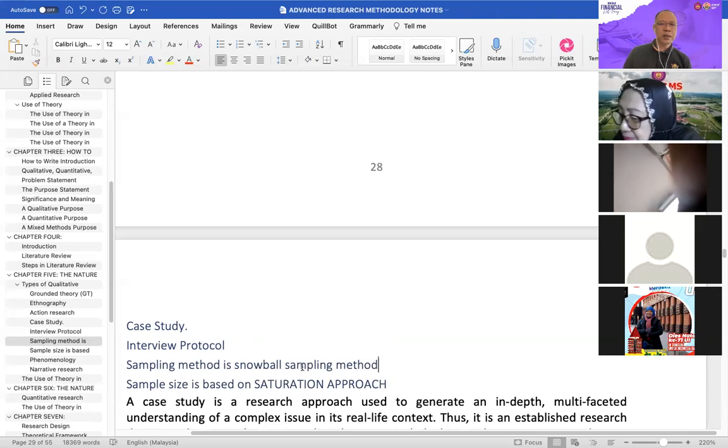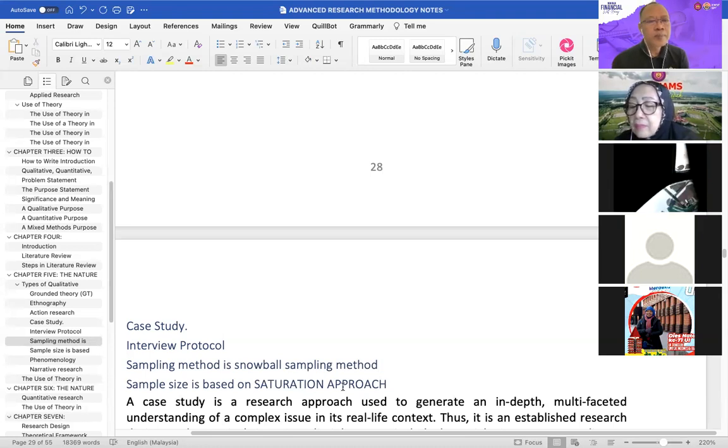If you know, then it's okay. So you try to do these three things. For your method, you want to use interview, right? So for interview, you need interview protocol. And sampling method, you can choose, for example, snowball sampling method. And for sample size, you can use a saturation approach. All right. Okay. Thank you, bro. I see and I understand what you explained to me.